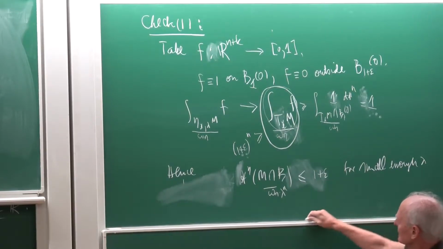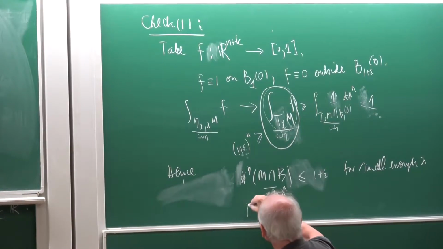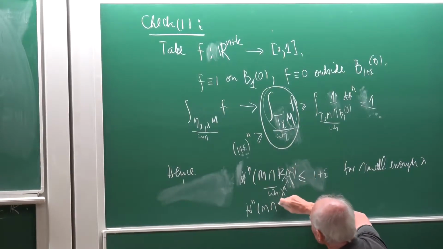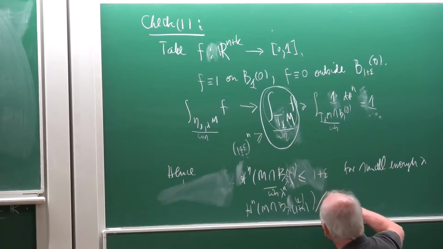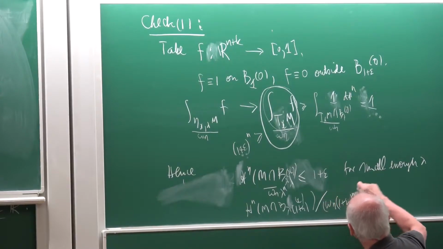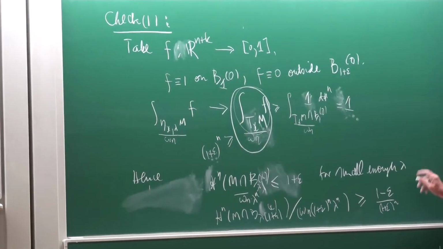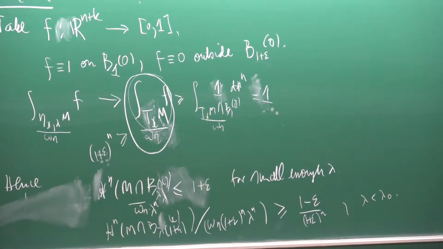And using the other inequality, this one, H_n of M intersect B_lambda x, sorry, H_n of M intersect B_{lambda(1+epsilon)} x over omega_n (1+epsilon)^n lambda^n is bigger than or equal to (1 minus epsilon over 1 plus epsilon)^n for small enough lambda, for lambda less than some lambda_0. So you just put the things together and you get those inequalities.